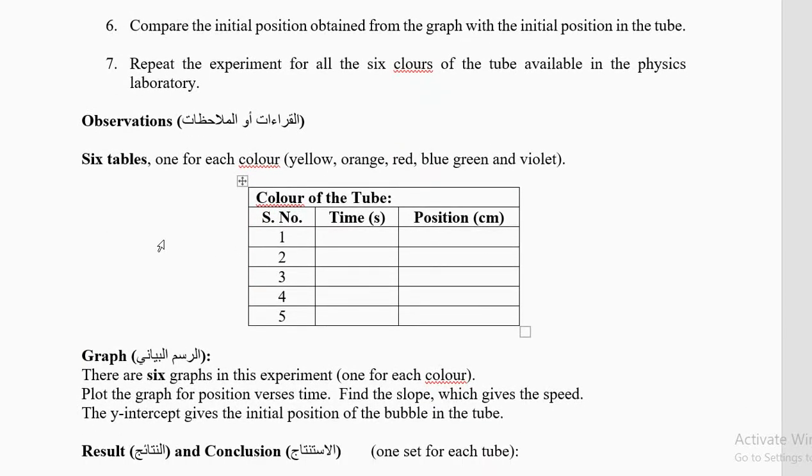Now, what are the observations? You'll have six tables like this, with the color of the tube in each case, and you'll take five readings, five times and five positions. So five times and the corresponding five positions. Time will be in seconds and the position will be in centimeters. This experiment can be done in centimeters. There is no strict necessity to use meters.